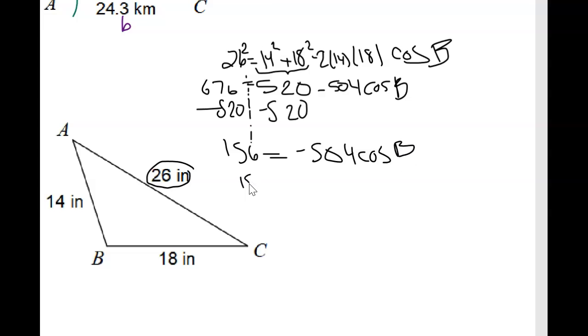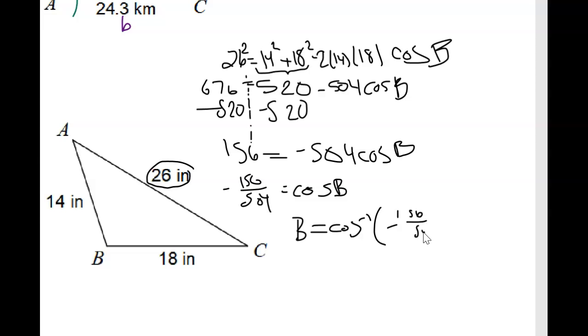I am not going to divide these and get a decimal. I'm going to leave it as a fraction. That way I can guarantee the most exact and precise answer. From here, if you didn't know it at the beginning of the problem, you know it now. We are solving for a missing angle, and that means we need inverse trig. So we're going to type into our calculators the inverse cosine of negative 156 over 504. That gives us that angle B is 108.03, which we're just going to round to 108 degrees.